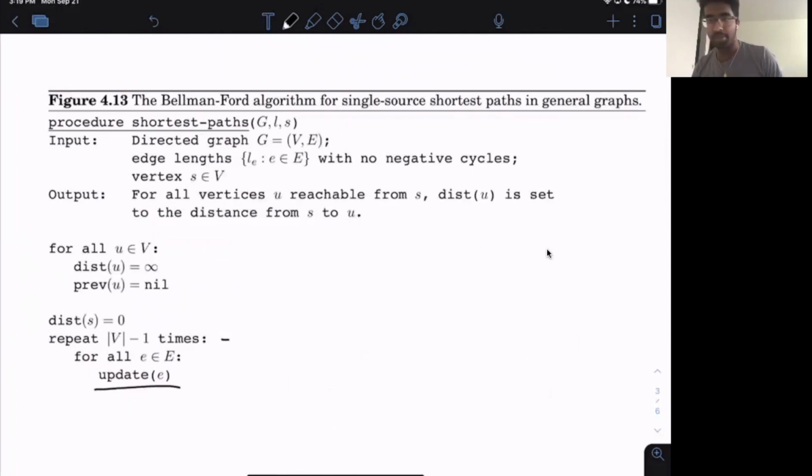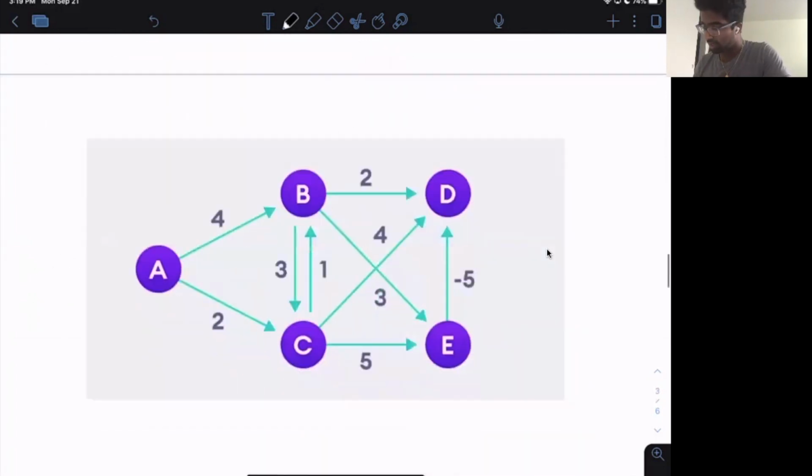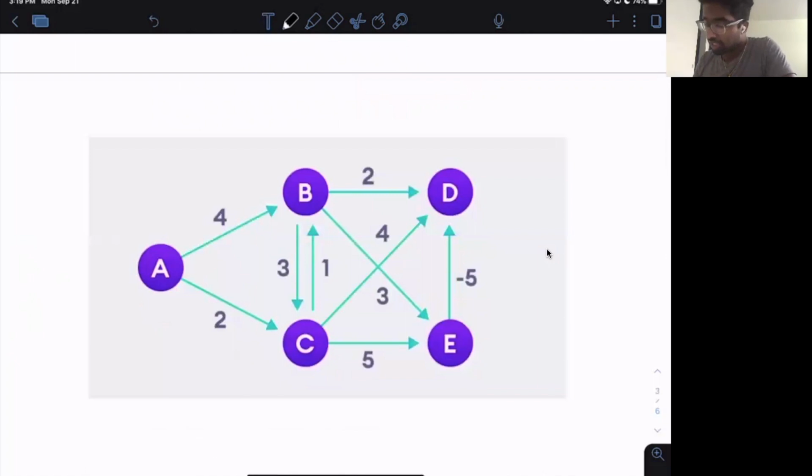And so if we examine it on a new graph, let's look at this graph, for example. Let's say A is our starting node. Initially, we're going to get this to be 0 and this to be infinity, etc. And we explore all of the possible edges every single iteration. So the first iteration, we're going to explore E to D, C to E, C to D, B to D, etc., all of the possible edges.